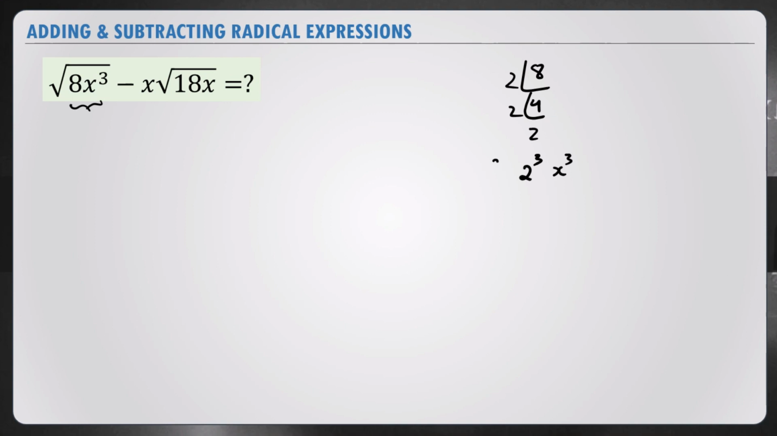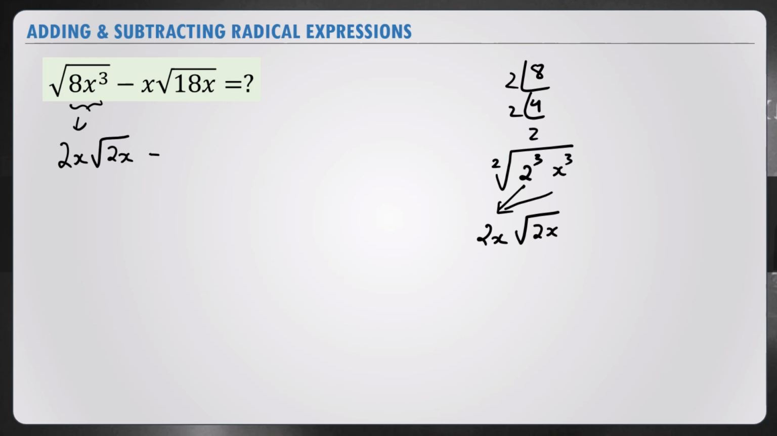Now, if you want to take the square root of this, you need two powers of each. So what comes out of the root will be 2x, and what remains under the square root will be 1 times 2 times x. So the square root of 8x cubed is equal to 2x times the square root of 2x, minus, now let's see what we can work out here, 18.